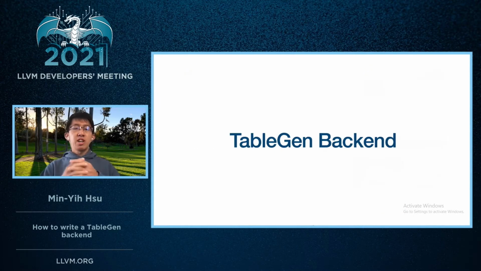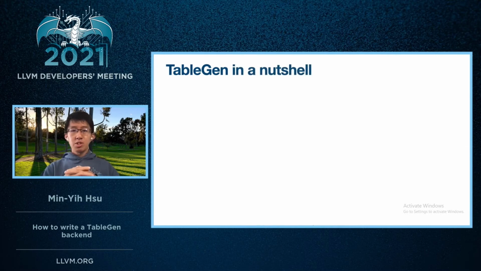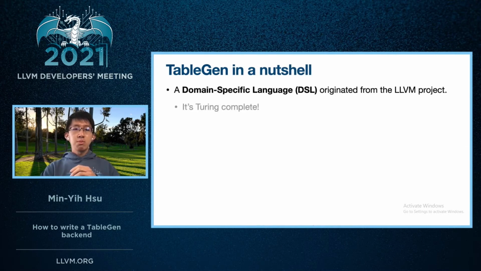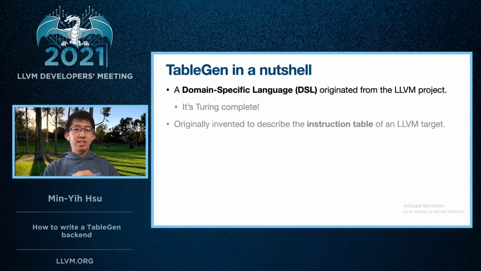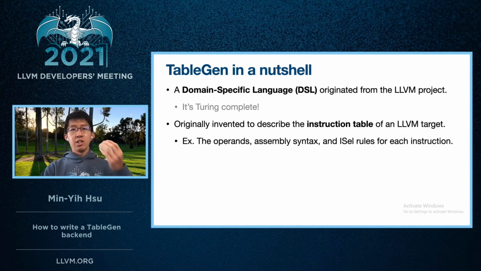So today, we're going to talk about TableGen Backend. But first, let's introduce TableGen. TableGen is a domain-specific language originally from the LLVM project, and in case you wonder, it is Turing complete. It was originally designed to describe instruction info for LLVM backends, like the operands for instructions, the assembly syntax, and some instruction selection rules.